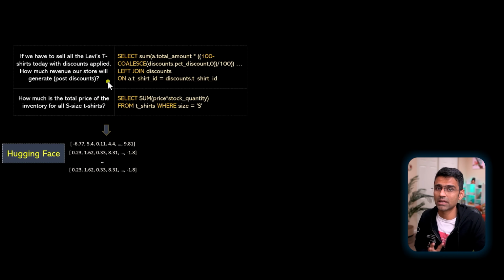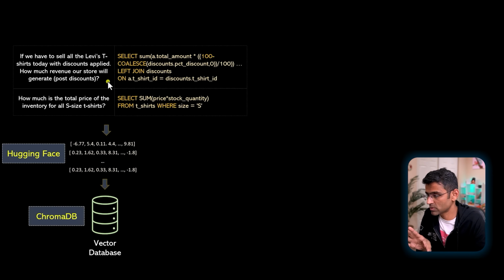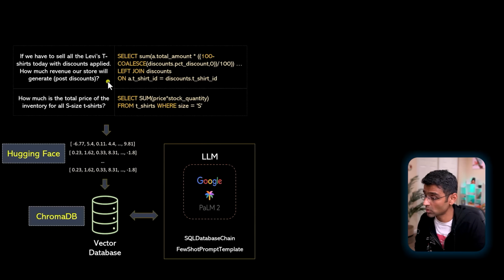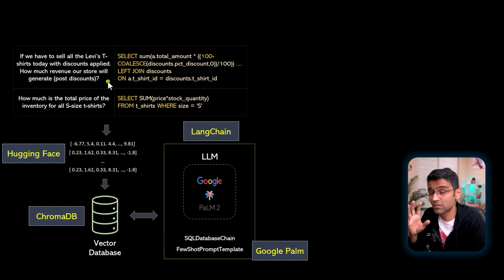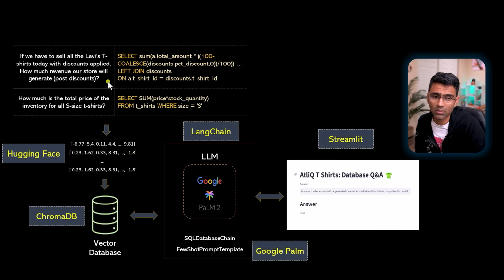Once embeddings are created, we will store them in a vector database. When you think about vector databases, there are a couple of options that you have: Pinecone, Milvus, ChromaDB, Faiss, etc. We are going to use ChromaDB. It is open source and it will work perfectly okay for our project. Once the vector database is ready, we will pair it up with the Google Palm LLM. We'll use a few shot prompt template to create the SQL database chain. And the last piece will be building a UI in Streamlit. We will write just a few lines of code, 5 or 6 lines, and our UI will be ready.